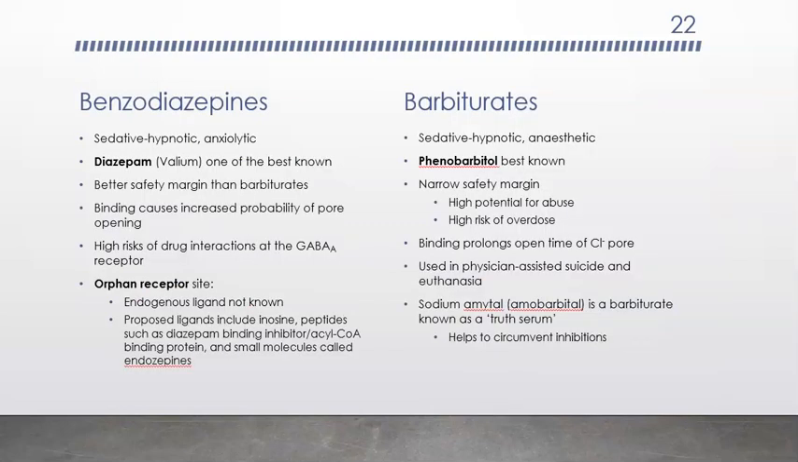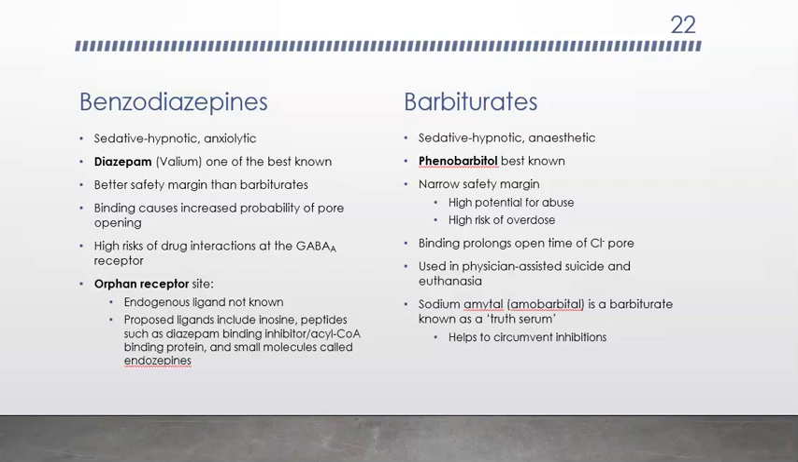Okay, so we have mentioned benzodiazepines and barbiturates. Both have a binding site on the GABAa receptor. Now, you've probably heard of both of these drugs before because they are used as anxiolytics. They help decrease anxiety.